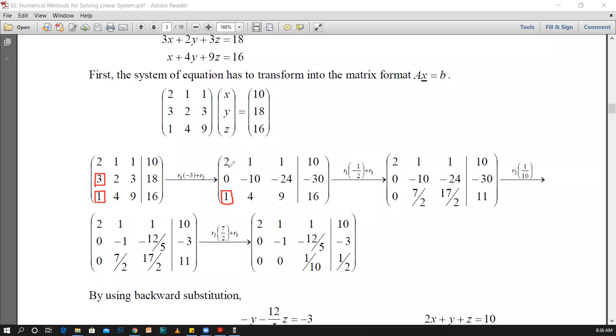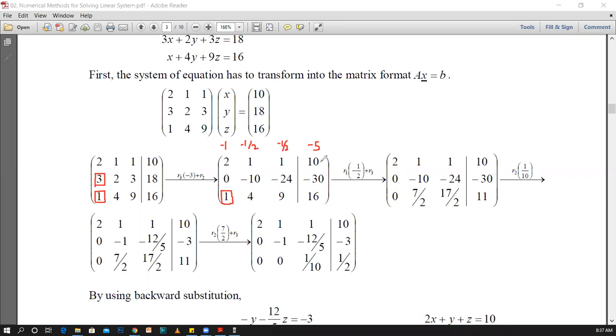Now what I am going to do is multiply this row 1 with minus half. Once you multiply row 1 with minus half, 2 into minus half is minus 1, 1 into minus half gives minus half, again 1 into minus half is minus half, then 10 into minus half becomes minus 5. These are the new values obtained, and these values are now added to row number 3.